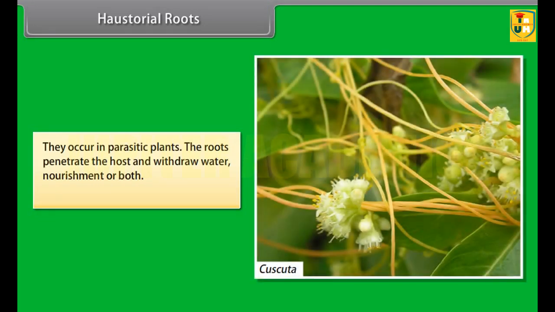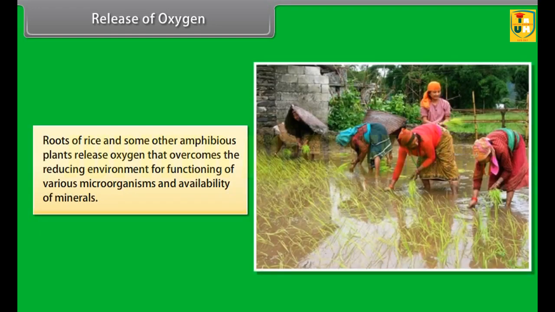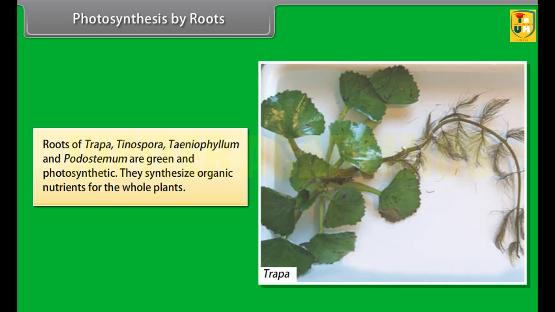Haustorial roots: they occur in parasitic plants. The roots penetrate the host and withdraw water, nourishment or both. Examples: Cuscuta, Viscum. Release of oxygen: roots of rice and some other amphibious plants release oxygen that overcomes the reducing environment for functioning of various microorganisms and availability of minerals. Photosynthesis by roots: roots of Trapa, Tinospora, Taeniophyllum and Podostemum are green and photosynthetic. They synthesize organic nutrients for the whole plant.